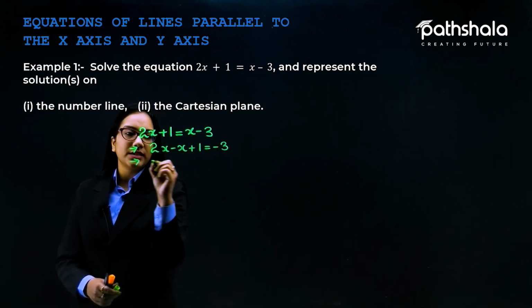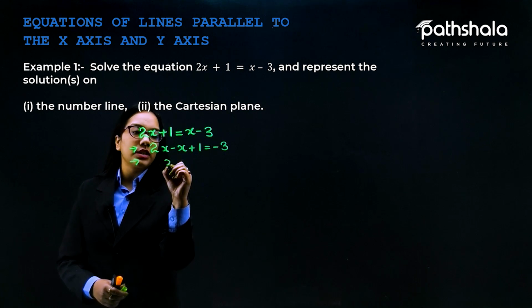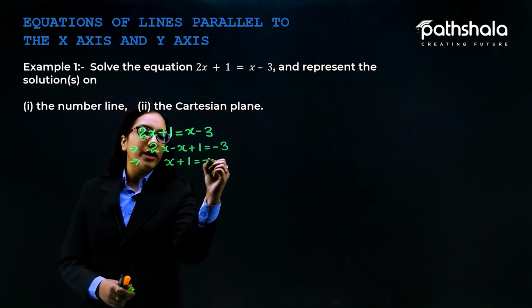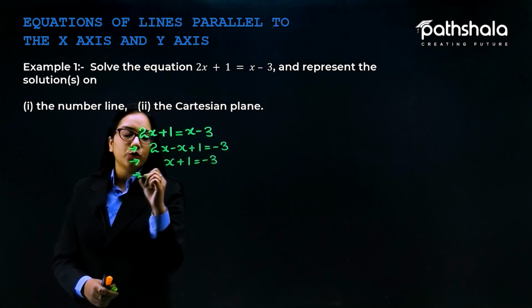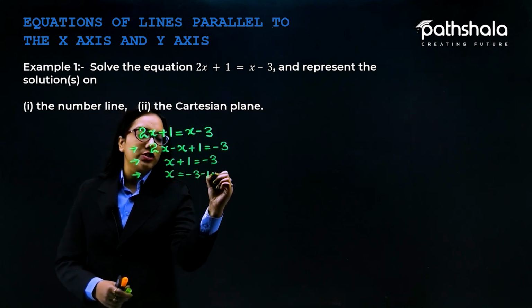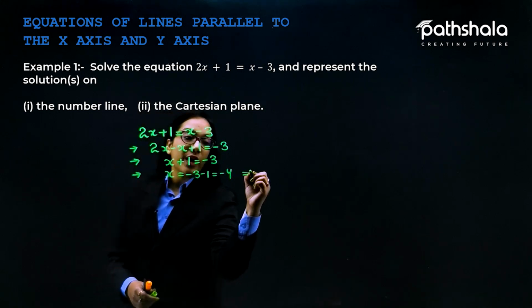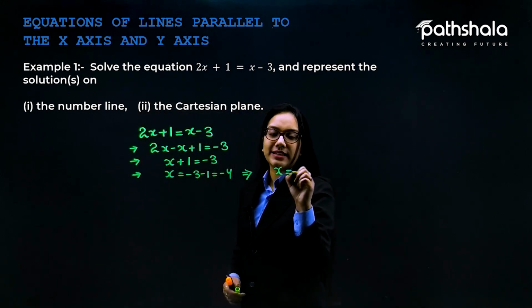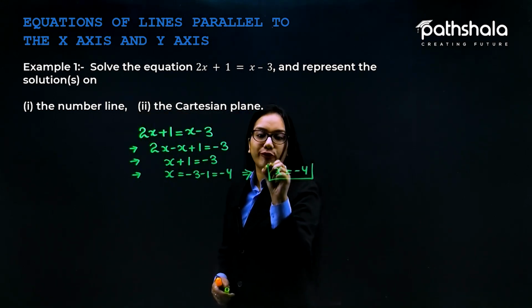So 2x - x is nothing but x. So this is nothing but x + 1 = -3. At the end, transposing +1 to the other side, we will get x = -3 - 1, which is nothing but -4. So at the end, we are getting x = -4.